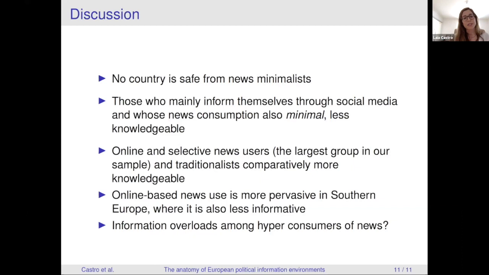But the bad news is that online-based news use tends to be more pervasive in Southern European countries, whereas it is also less informative. Indeed, it seems that it might be more about quality than quantity. So, for example, traditionalists tend to use a lower number of news outlets compared to most of the other profiles, but nevertheless they are more knowledgeable.